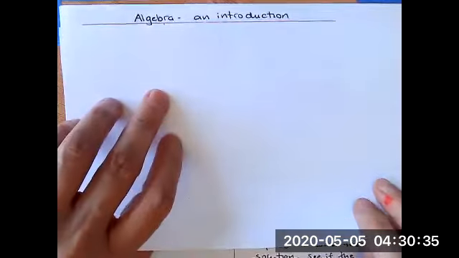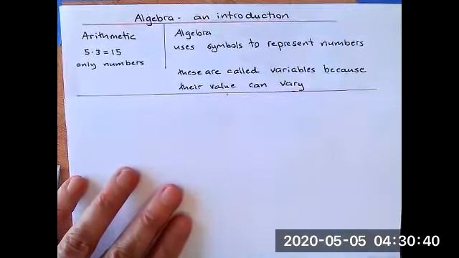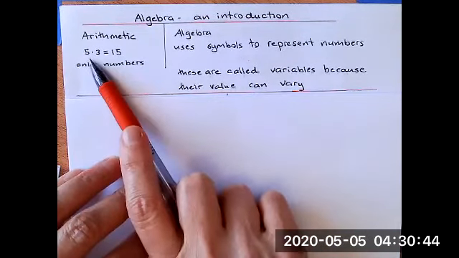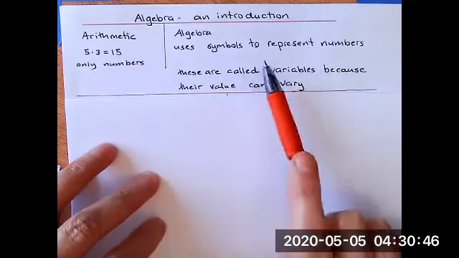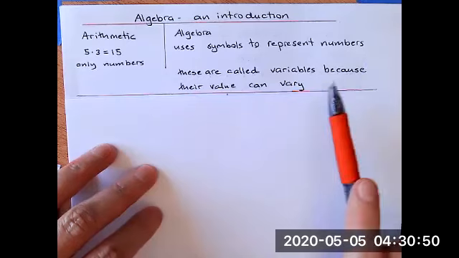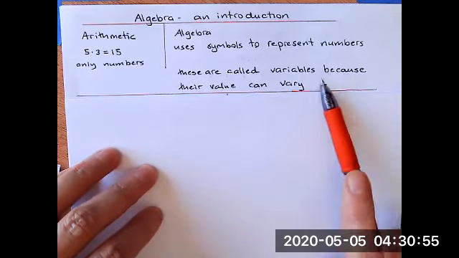Algebra, an introduction. If you're watching this video, you've probably been doing arithmetic, which has only numbers. In algebra, we use symbols to represent numbers. These symbols are called variables because their value can vary.